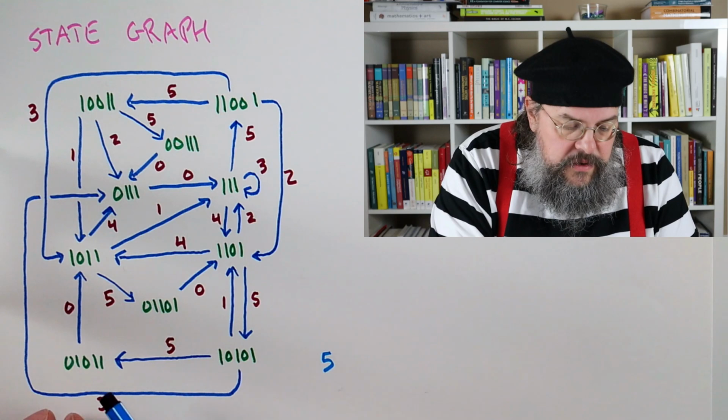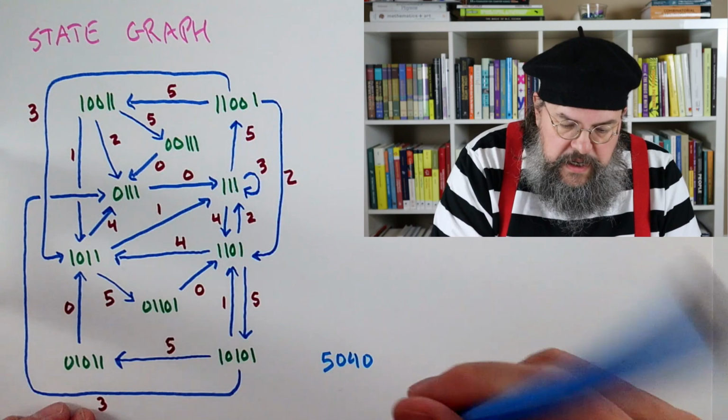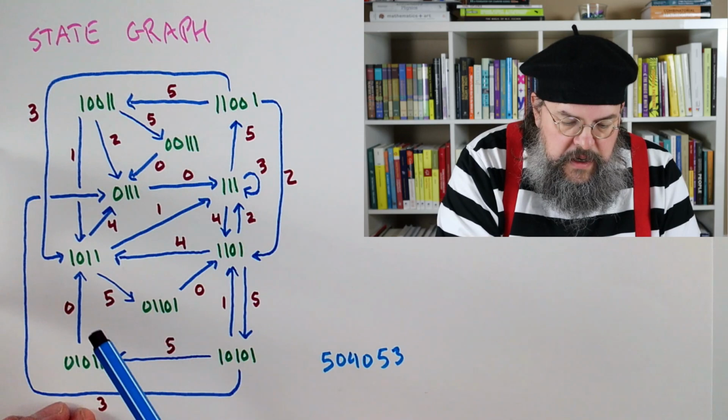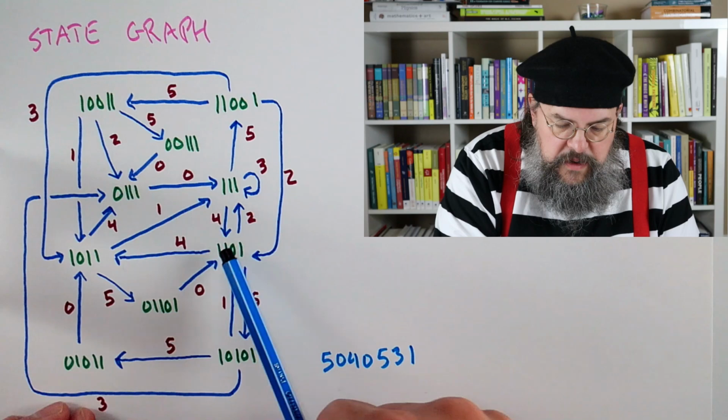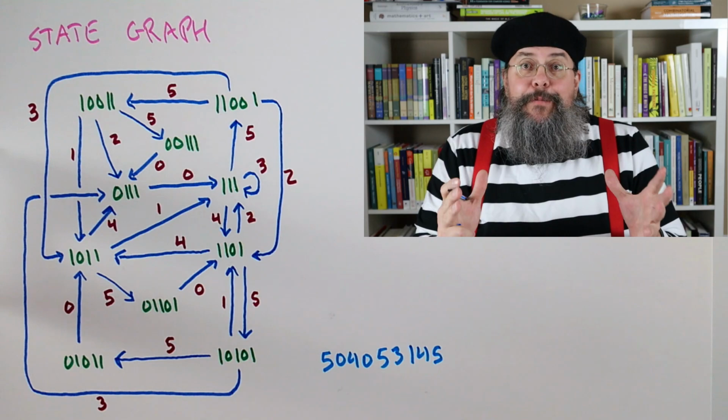So we're going to have to do a 0. All right, no problem. Then we can go up here, a 4. And then come across a 0. And then, here's a 5. Then we can swing over here. There's a 3. And let's see, we can do a 1. Then we can go a 4. And back down, 5. So 5, 0, 4, 0, 5, 3, 1, 4, 5. Is it a pattern? Yes! It's guaranteed to be a pattern.